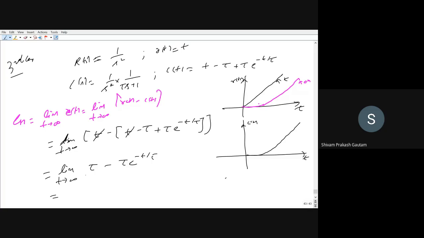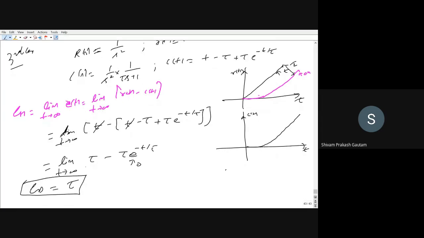If you put t equal to infinity, what will be the error? Because the exponential term will become 0, the error will be equal to tau. So the difference between input and output is called the error, and the error is tau. Here also our error is not 0 but tau, which is as low as possible. So here also the output is following the input, but there is some small amount of error, that is tau. We can also say that this system is a controlled system, right?